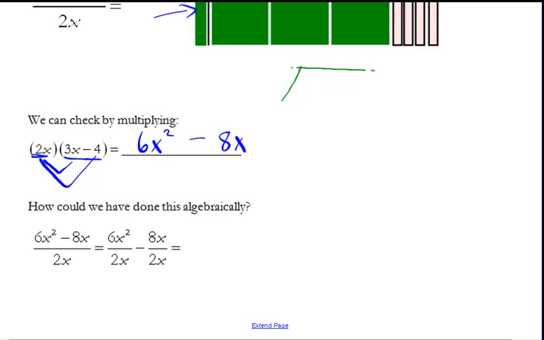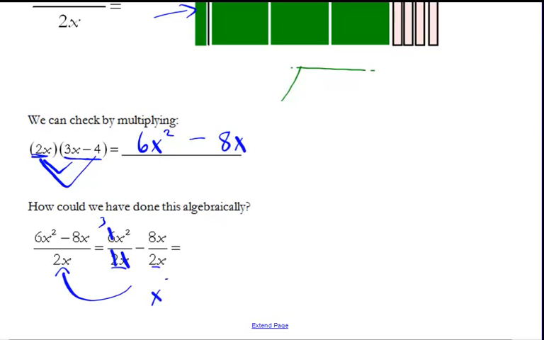So we have 6x squared divided by 2x minus 8x divided by 2x. Again, you'll notice that both have the same denominator as they did in the original question. So let's reduce these fractions. We can divide both 2 and 6 by 2. That goes 3 times. We divide x squared by x.